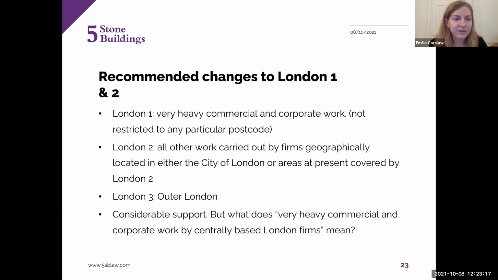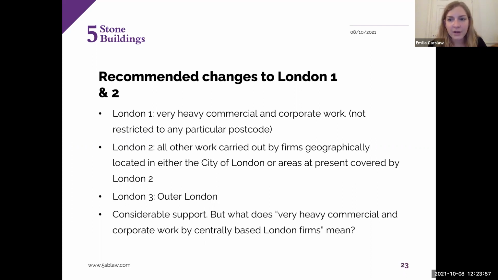So they also recommended changes to London 1 and 2. You'll remember that London 1 and 2 were defined by postcode. London 1 was EC1 to 4, and London 2 was W1, WC1 to 2, and SW1, I think. And they thought that they should redefine London 1 by nature of work by centrally based London firms rather than by geographical location, and that they'd use the BPC data as the recommended GHRs. So London 1 would primarily be for very heavy commercial and corporate work, whether that was undertaken by firms geographically located in the city or central London.